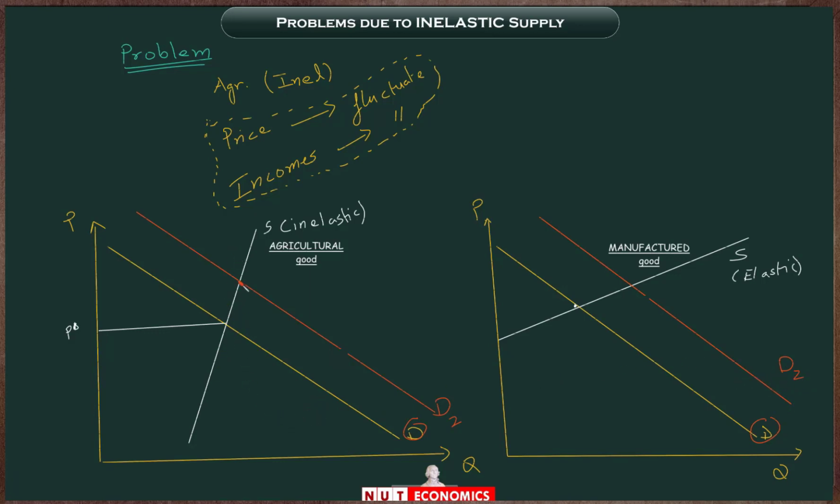Now, if you look at the graph on the left, everything is the same; the only difference is that on the left-hand side we have a very steep, inelastic supply. Here we have a very flat, elastic supply.